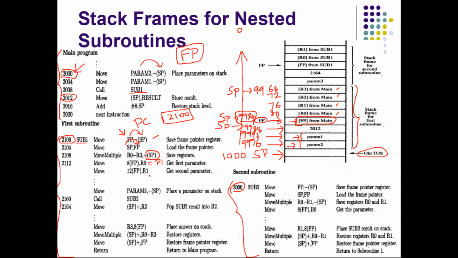Again move 12 of FP comma R1. What is FP? 9984 plus 12, 84 plus 12 is 96. And what is there? Parameter 2. And 12 of FP is moved to R1. So parameter 2 is moved to R1. Parameter 1 is moved to R0 and parameter 2 is moved to R1.